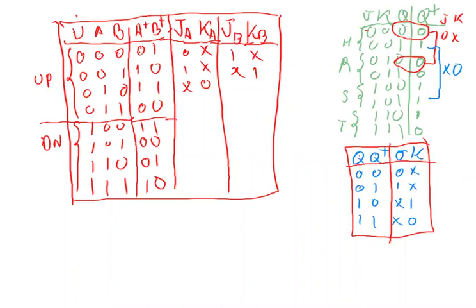So to go from 0 to 1, I can see I need 1x. To go from 1 to 0, I have to have x1. And that's going to be x1, because that's 1 to 0. Here's 0 to 0, so it's going to be 0x.